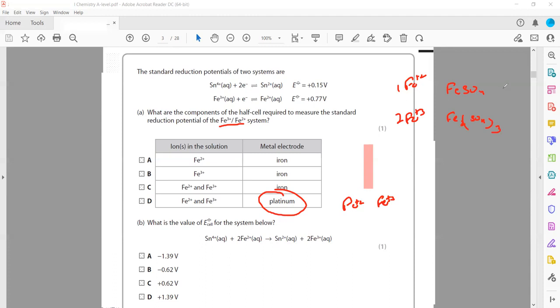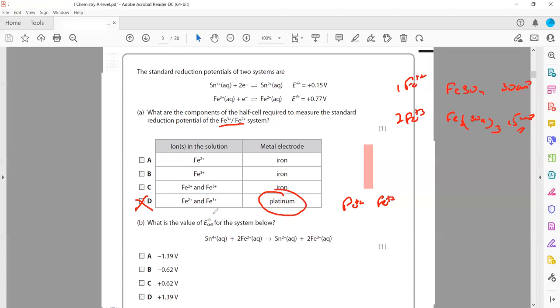If we take equal concentration, so if this was 30 cm cube, then this should be 15 cm cube, like it's half volume, and this will be double. So what will happen, because if 15 cm cube, the ratio will be 1 is to 2, so the number of moles or the ions will be equal. So ions in the solution should be iron 2 and iron 3, and the electrode which we use should be made up of platinum.